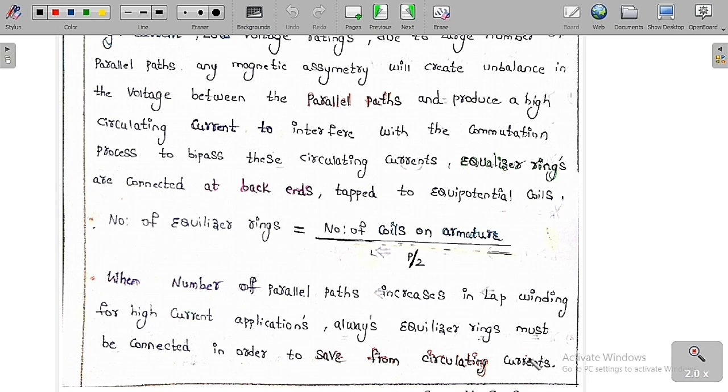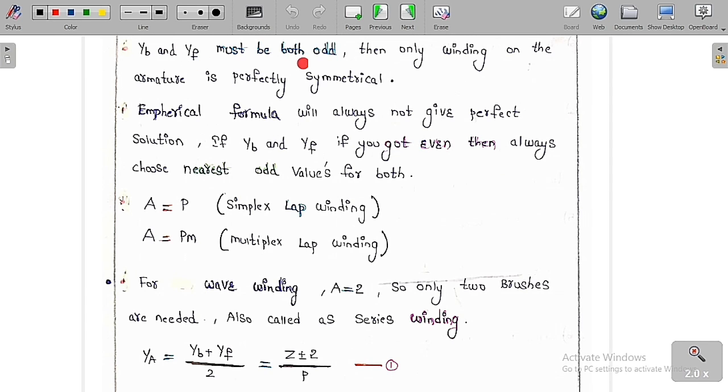To remove this, we keep these equalizer rings across the equipotential coils. Whenever there is an asymmetry, the circulating currents can pass through these equalizer rings and save the windings from these circulating currents. Therefore commutation becomes a very good process. When the number of parallel paths increases in lap winding, for high current applications, equalizer rings must always be connected in order to save from circulating currents. The number of equalizer rings is equal to the number of coils in the armature divided by the total number of poles by 2. Also, YB and YF must both be odd.